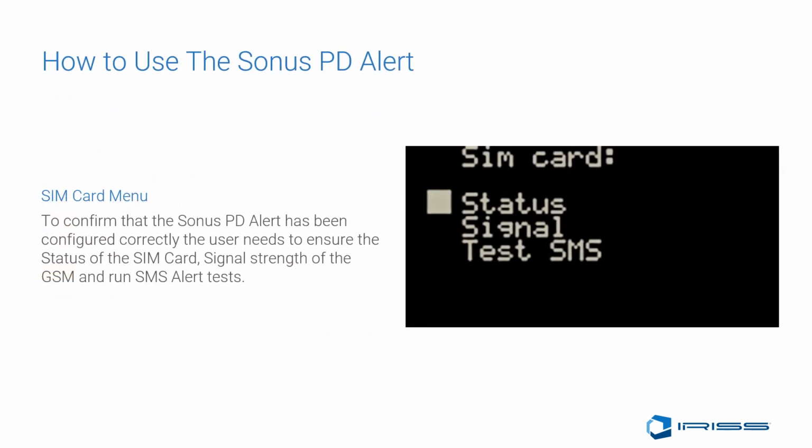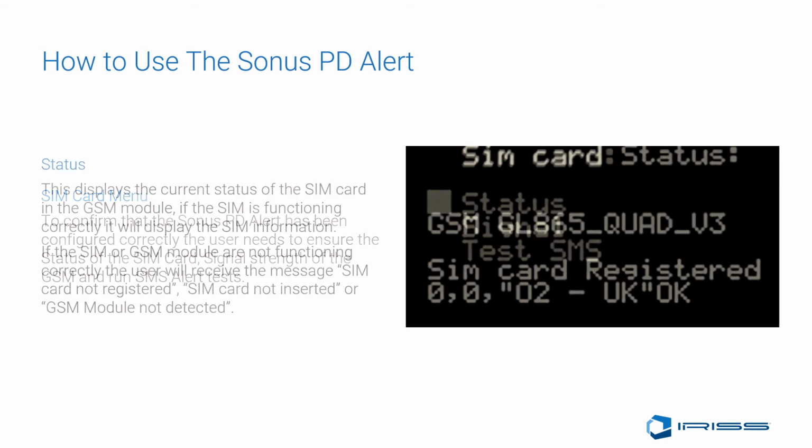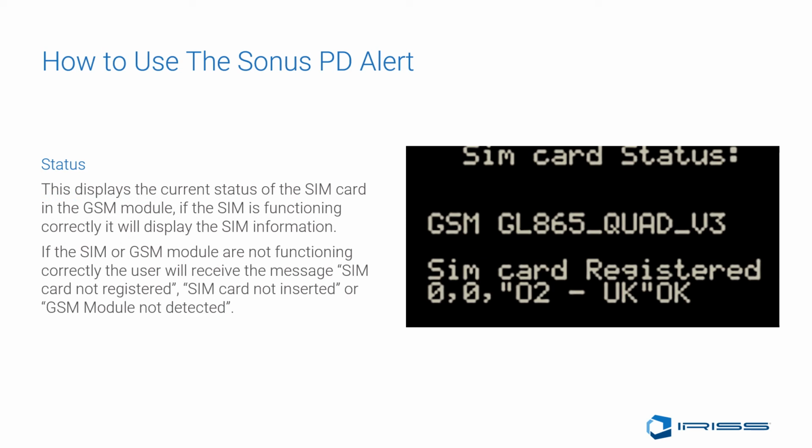To confirm that the Sonos PD Alert has been configured correctly, the user needs to check the status of the SIM card, the signal strength of the GSM, and run an SMS alert test. Status. This displays the current status of the SIM card in the GSM module. If the SIM is functioning correctly, it will display the SIM information. If the SIM or GSM module are not functioning correctly, the user will receive the message "SIM card not registered," "SIM card not inserted," or "GSM module not detected."